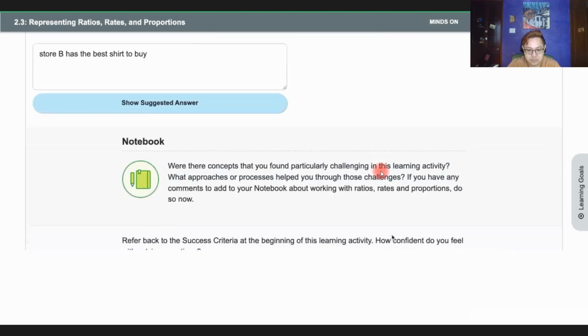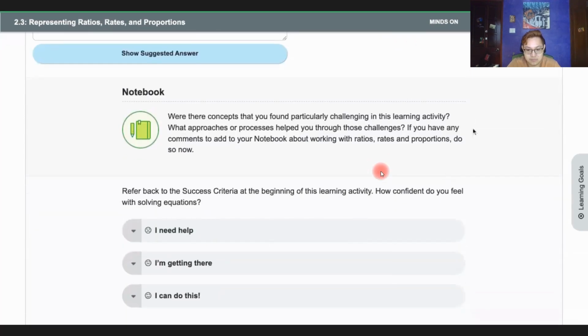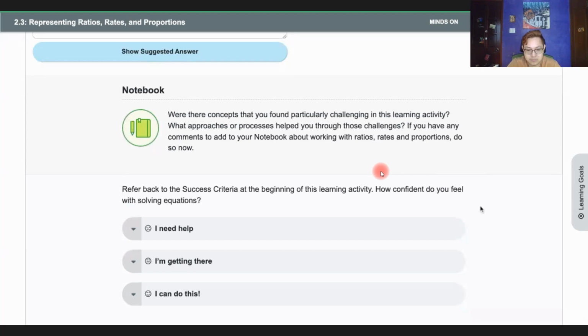Yeah. And that's it. That's the end of representing ratio, rate, and proportion.